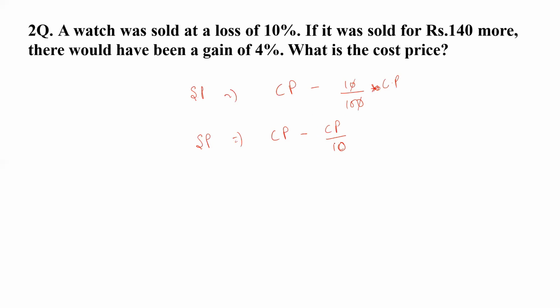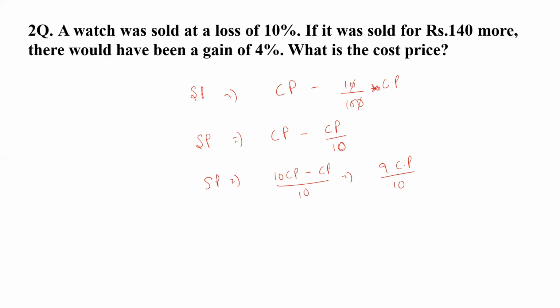Again, solving this equation, we can take the LCM of 10 and we can write this SP as 10 CP minus CP divided by 10. And if we solve this further, we get 9 cost price divided by 10. So this is the first selling price. In this way we have found the first selling price.